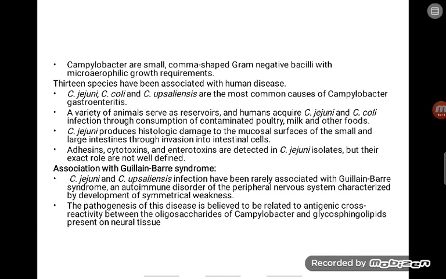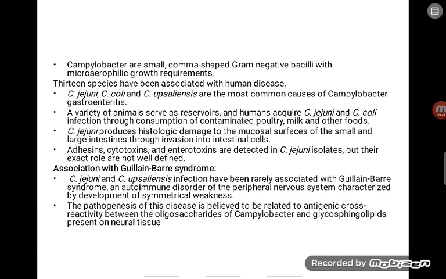Campylobacter does not have well-known toxins that play a role in pathogenesis, but adhesins, cytotoxins, and enterotoxins are detected in Campylobacter jejuni isolates, though their exact roles are not well defined.